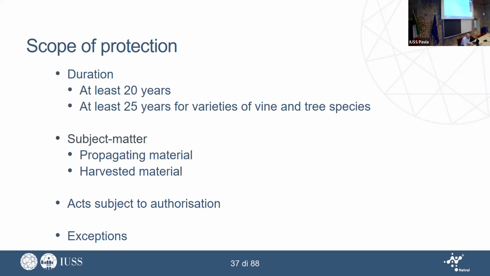Some acts relating to this material require the authorization of the breeder, like the production or the reproduction, the multiplication of the plant variety. And the exclusive rights of the breeder are limited: acts done for certain purposes without his authorization, like private and non-commercial purposes, experimental or scientific purposes, and the purpose of breeding other varieties.